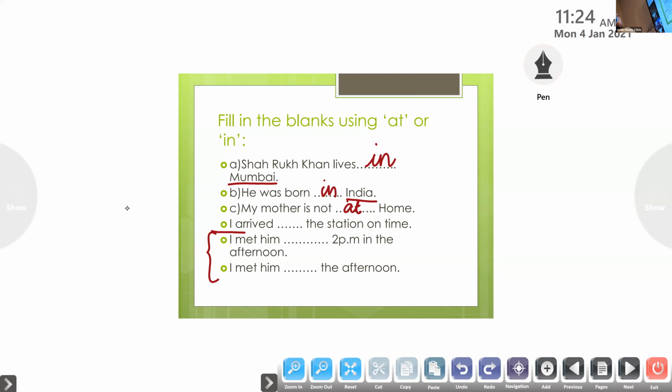I arrived dash the station on time. Here, which preposition do you use, in or at? Very good. Here it tells about a specific point, the station, so we have to use "at". It doesn't tell us about any country, city or town here. Is that clear to all of you? I hope it's clear. Today's class, I hope you have all understood. Have all of you understood, children?